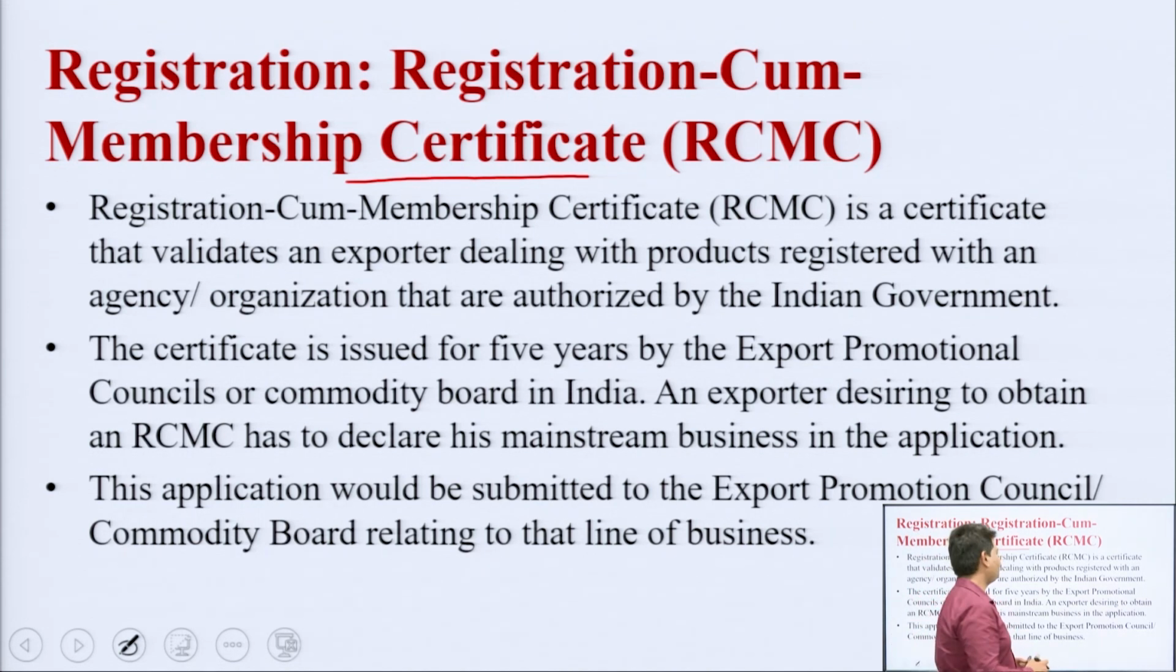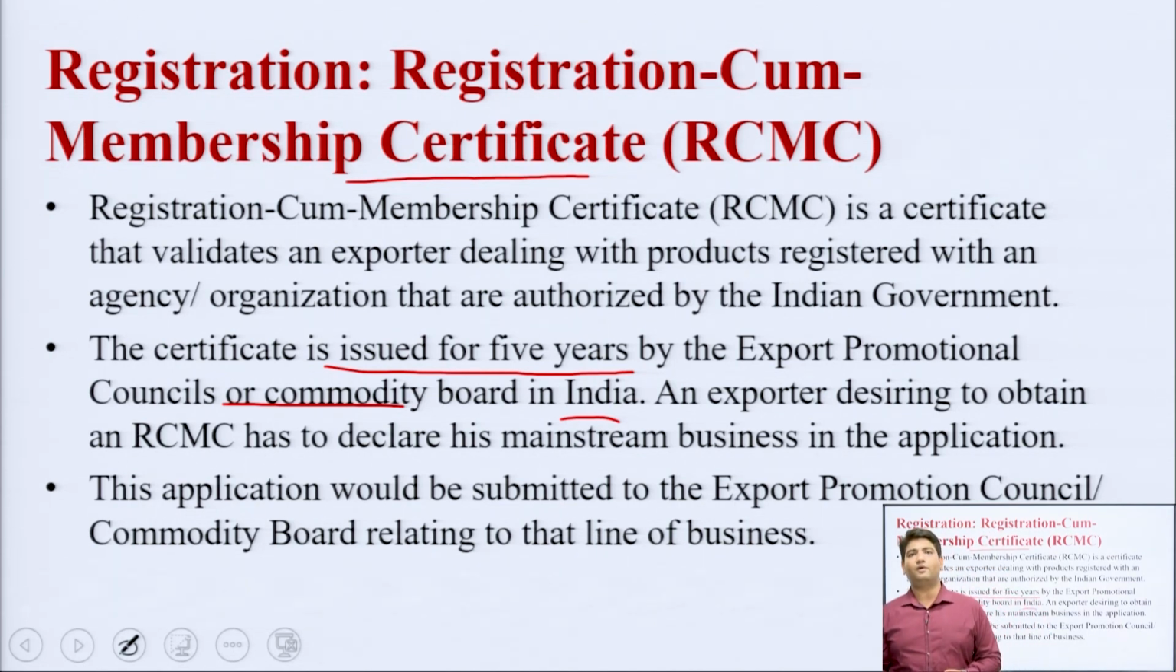The certificate is issued for 5 years by the Export Promotion Council and Commodity Board of India. The certificate issued, ये इशू सिर्फ 5 साल के लिए किया जाता है एक्सपोर्ट प्रमोशन काउंसिल्स के थ्रू और कमोडिटी बोर्ड ऑफ इंडिया के थ्रू.